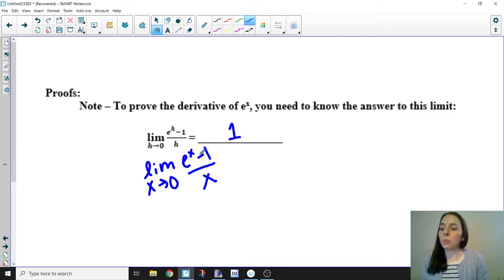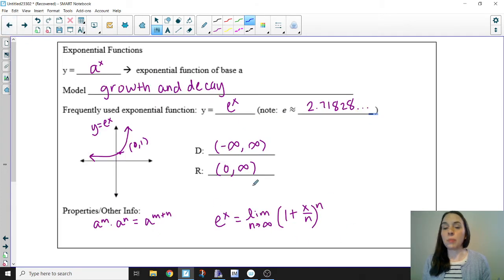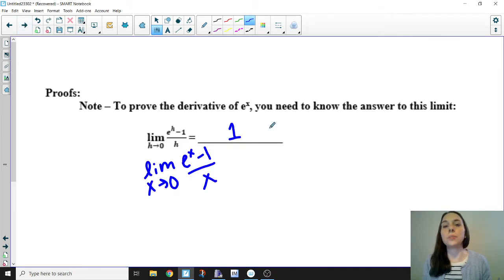Now, we just approximated the answer to that limit. The way that you actually can find this limit using an exact method is you can change this e to the h to this limit and go from there. Again, we're not going to do that because it takes much longer than what I want this video to be, but that is the way that you can exactly find that this limit is equal to 1.